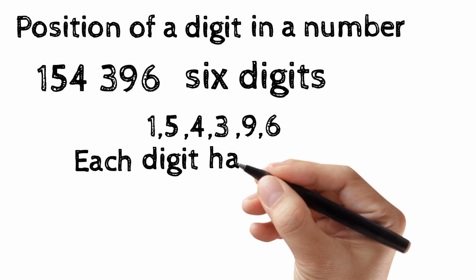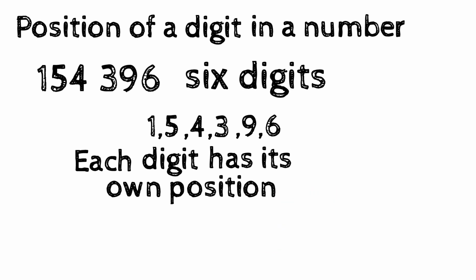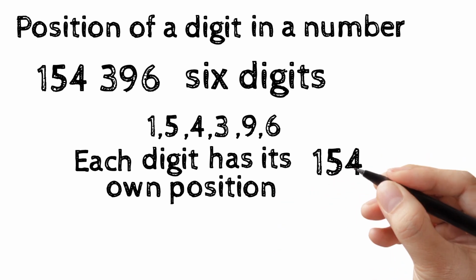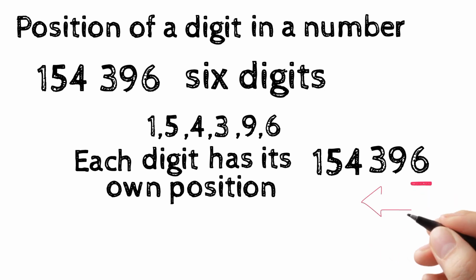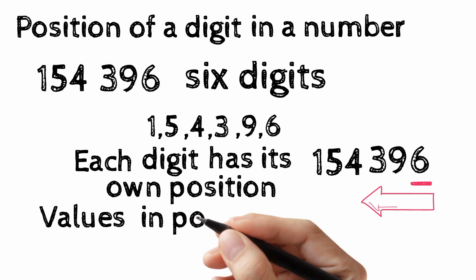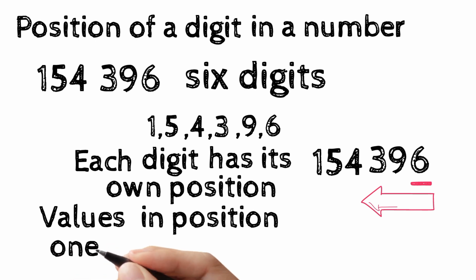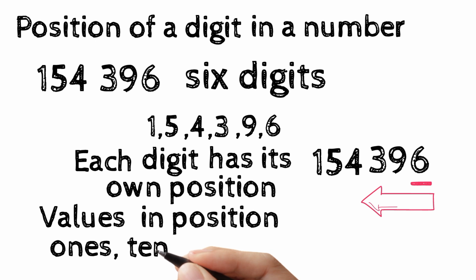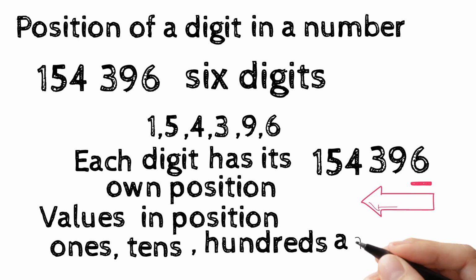And how can we locate the position of a digit in a given number? For example, consider this number. To locate the position of a digit, we always start from right hand side to left hand side. So the first digit here is 6. And the values in each position are ones for the first digit, tens for the second digit, hundreds for the third digit, and so on.